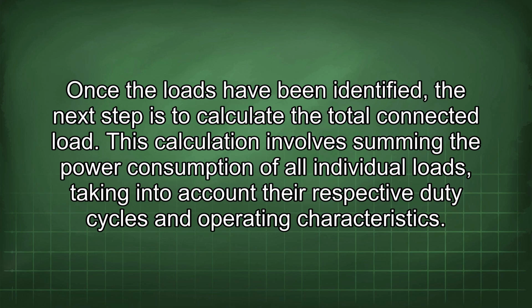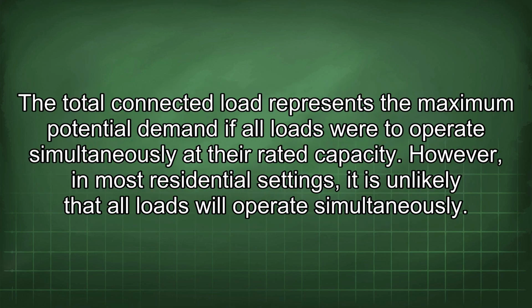Once the loads have been identified, the next step is to calculate the total connected load. This calculation involves summing the power consumption of all individual loads, taking into account their respective duty cycles and operating characteristics. The total connected load represents the maximum potential demand if all loads were to operate simultaneously at their rated capacity. However, in most residential settings, it is unlikely that all loads will operate simultaneously.